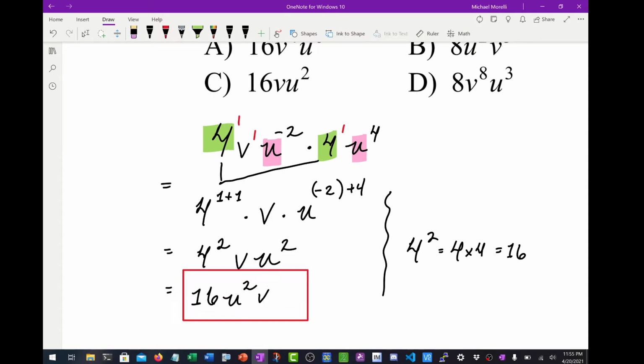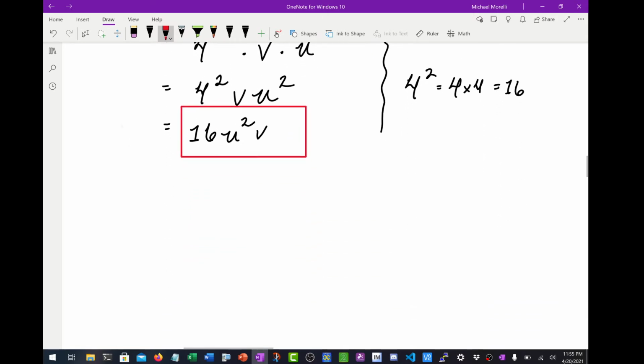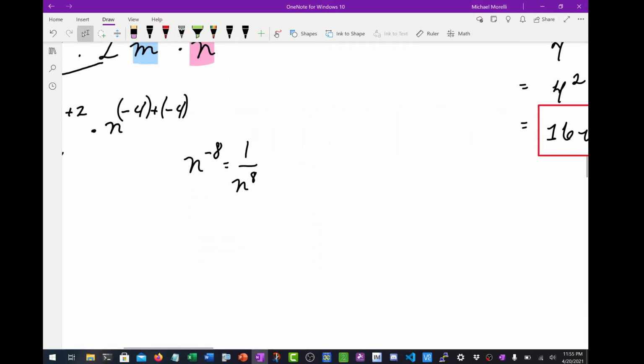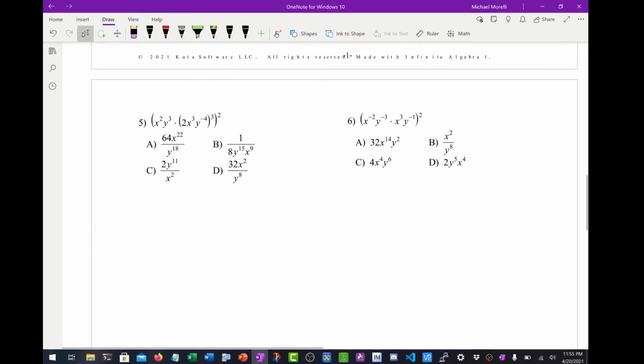Okay, and let's go hunting, and sure enough, they've listed the letters in a different order, but properties of multiplication allow us to put the letters in whatever order we want when they're being multiplied. Okay, so moving on. It's all pretty straightforward there.